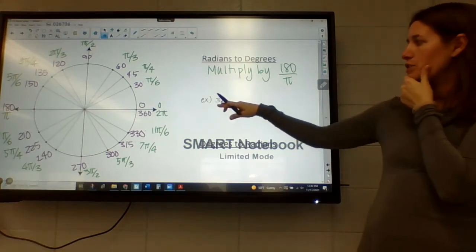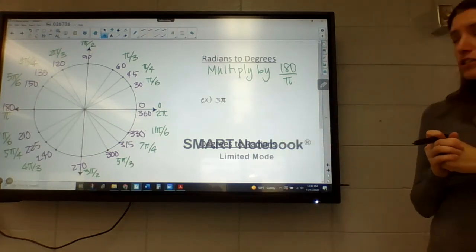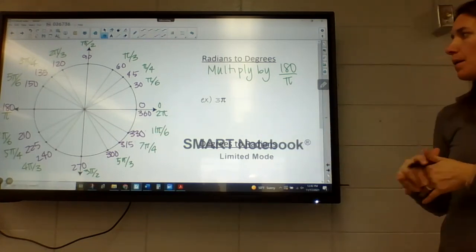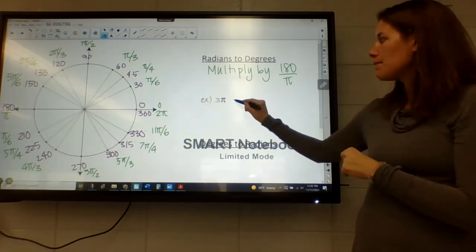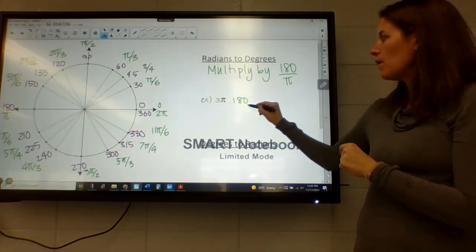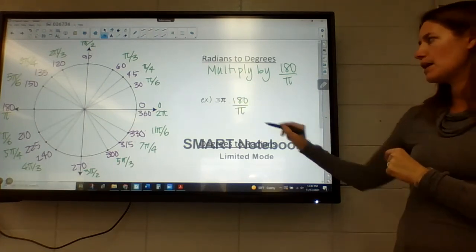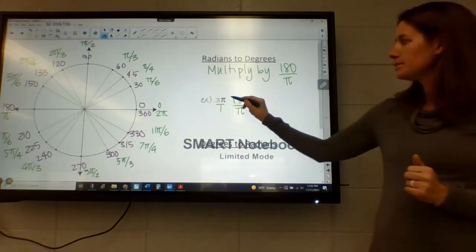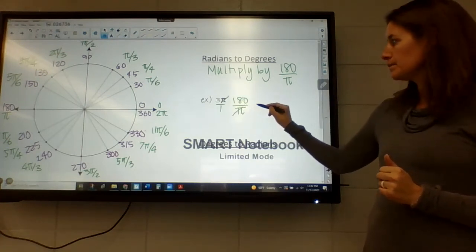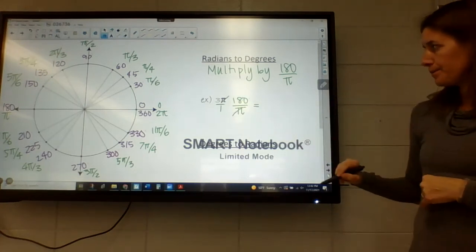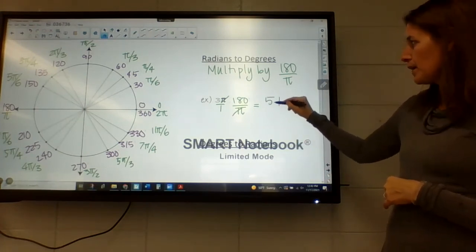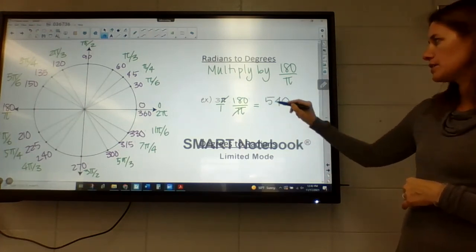So I want to switch 3 pi to degrees. And again, I know it's not degrees because there's no degree symbol. So I'm going to multiply by 180 over pi, which is why we did the warm-up we did. So the pi's get to cancel. What do you guys get? I get 540. Yes, and it's 540 degrees.